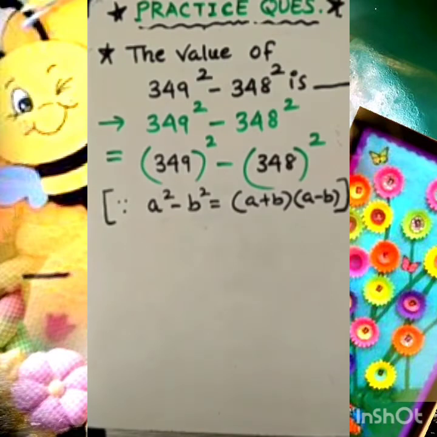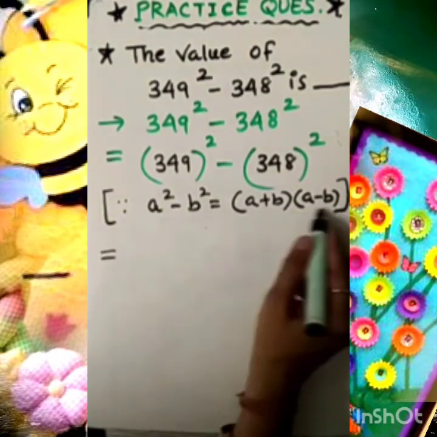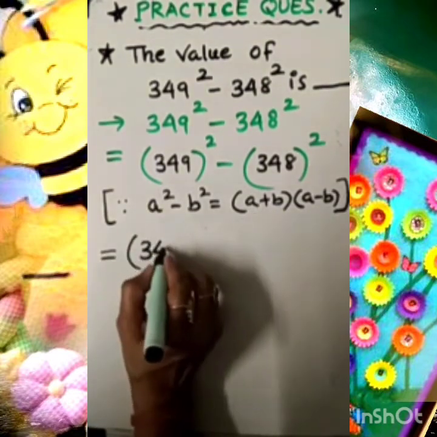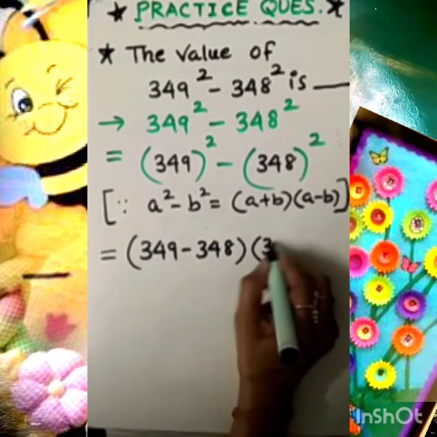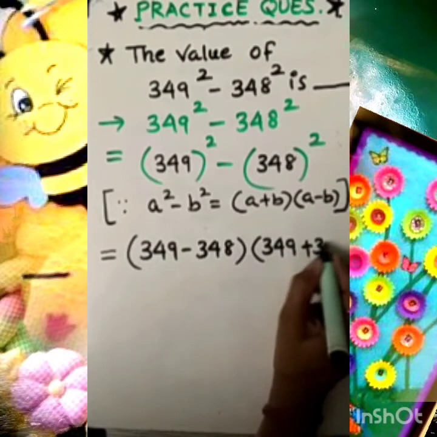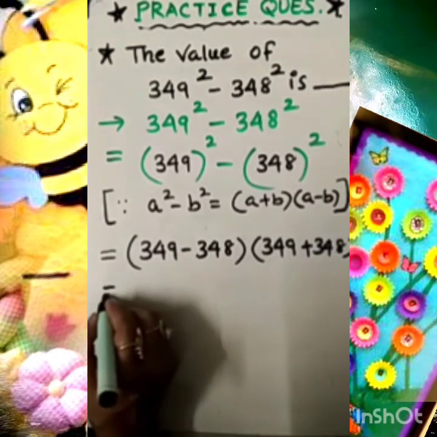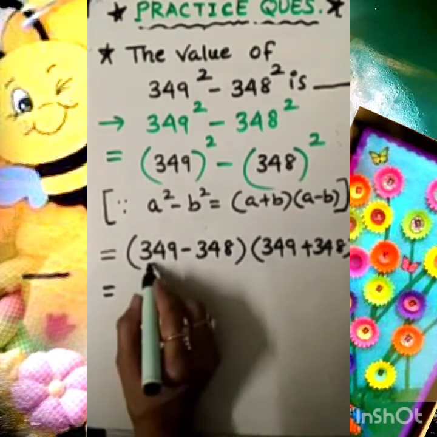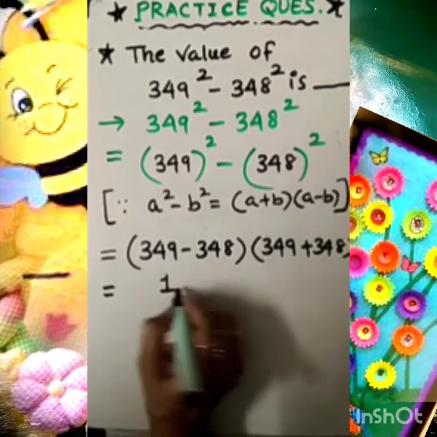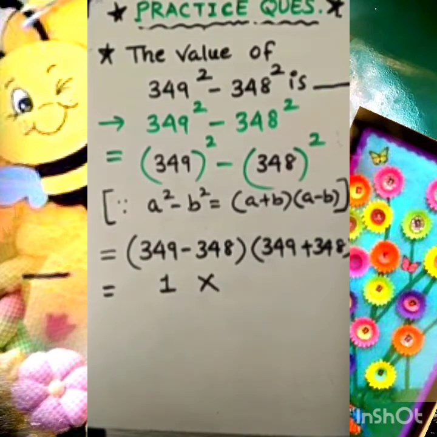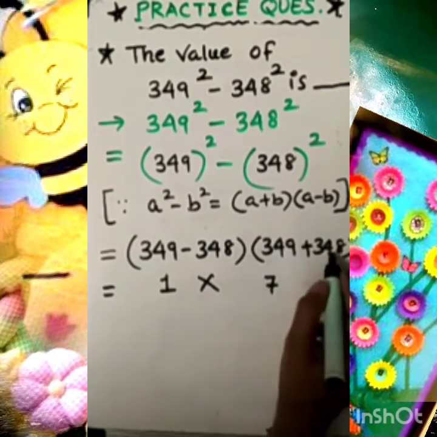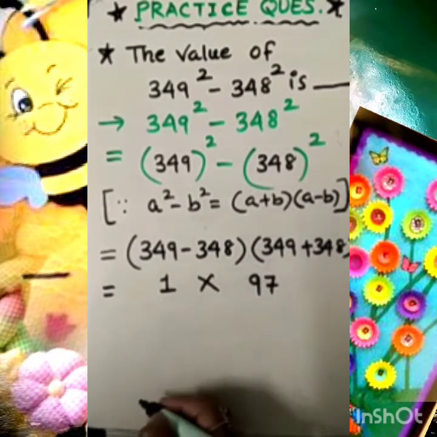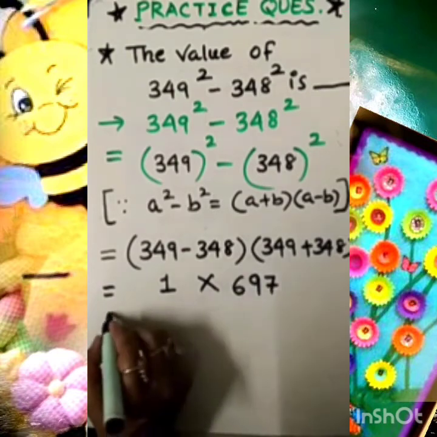This identity we are going to apply, and according to that, we need to mention a minus b in one bracket, a plus b in another bracket. So my dear student, 349 minus 348 gives the result 1, into 9 plus 8, 17, 4 plus 4, 8 plus 1, 9, 3 plus 3, 6.